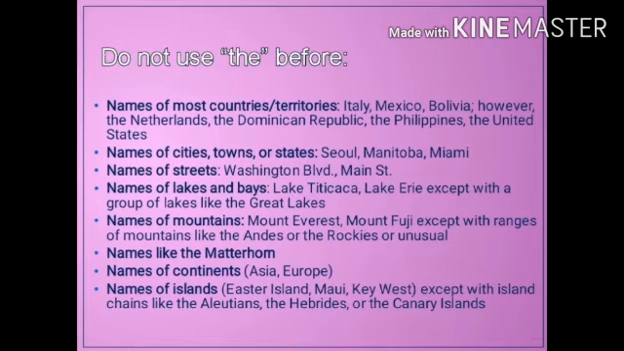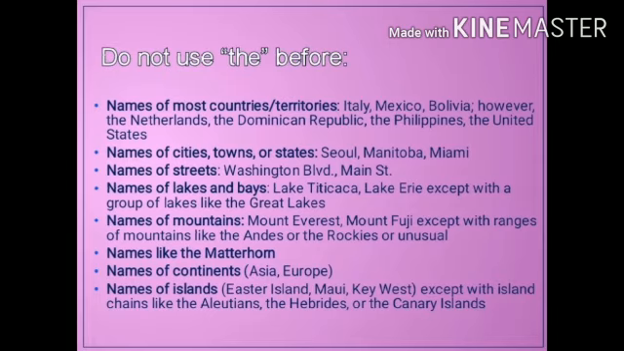We're done with the use of the, but we should also know where not to use the. The exceptions are names of most countries and territories. We can't say the India, the Rome, but when the territory is a union of states like the UAE and the USA, we use the. Names of cities, towns, states like Miami and Paris and Venice, we can't use the. Names of streets like Main Street, we don't use the with streets.